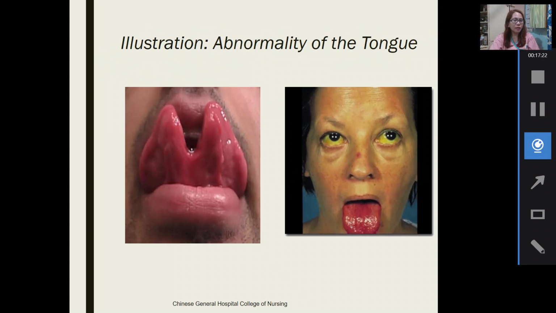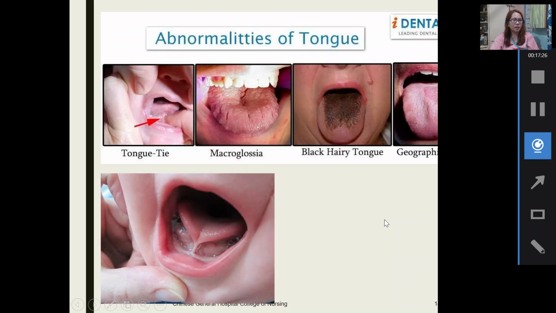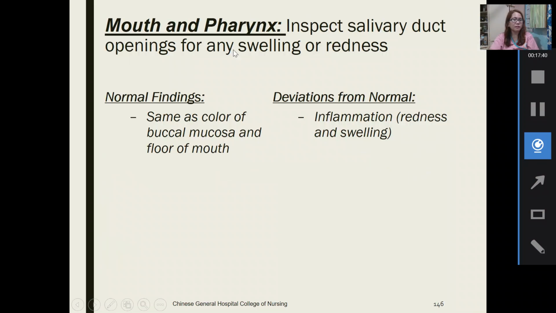Okay, abnormalities of the tongue: split tongue, red tongue. Yan. So, tongue tie. Yan. Macroglossia. Ito yung tongue tie. Yan, tongue tie. Macroglossia or black hairy tongue or geographic tongue. Yan. Mga abnormalities of the tongue.